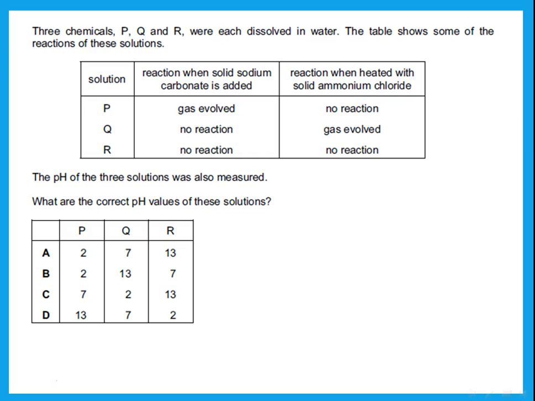So base is which pH, 7 or 13? We've already decided that it's A or B. So I want a base, so a base is pH 13. So my answer must be B. Let's check R. R, no reaction with carbonate, so it's not an acid. No reaction with ammonium, so it's not a base. So it is something neutral, so that is correct. My answer is B.